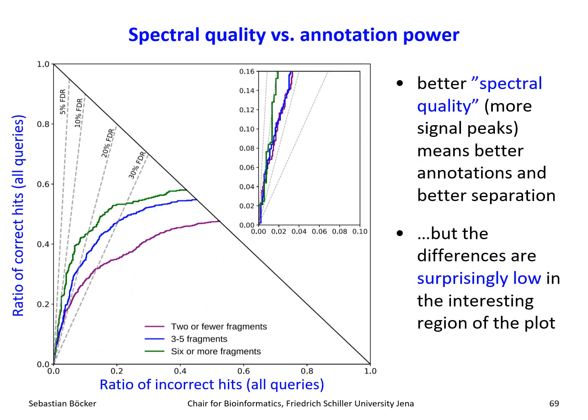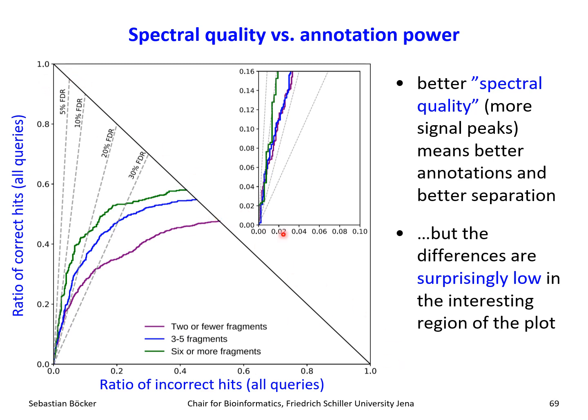Something else that we found was that spectral quality has an influence on our separation between correct and incorrect hits. But this separation difference is much smaller than the difference in annotation power of CSI:FingerID. So we looked at how many fragments, how many peaks we actually see in the query spectrum above a reasonable threshold. And if there are few peaks, the annotation rate goes down for CSI:FingerID considerably.